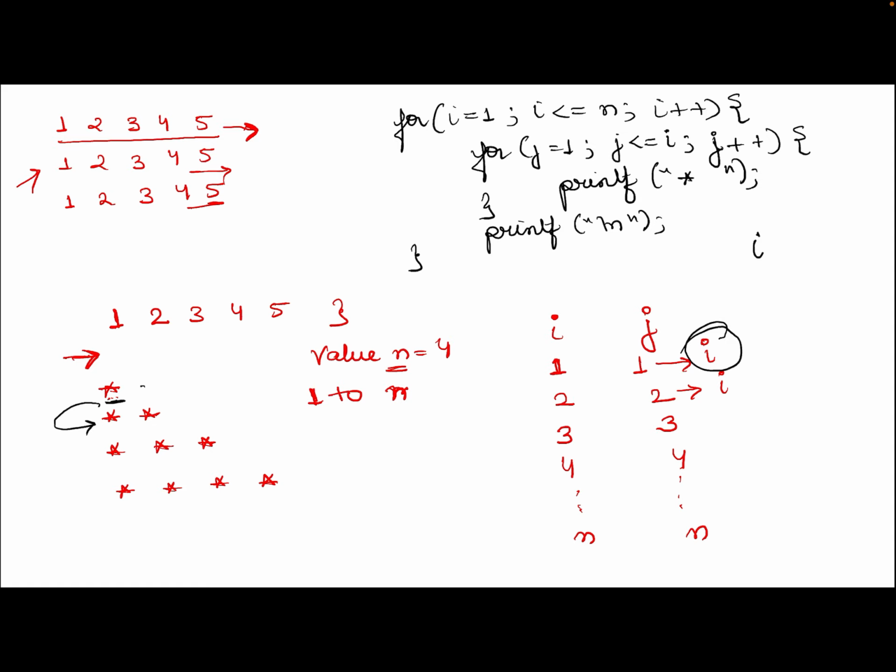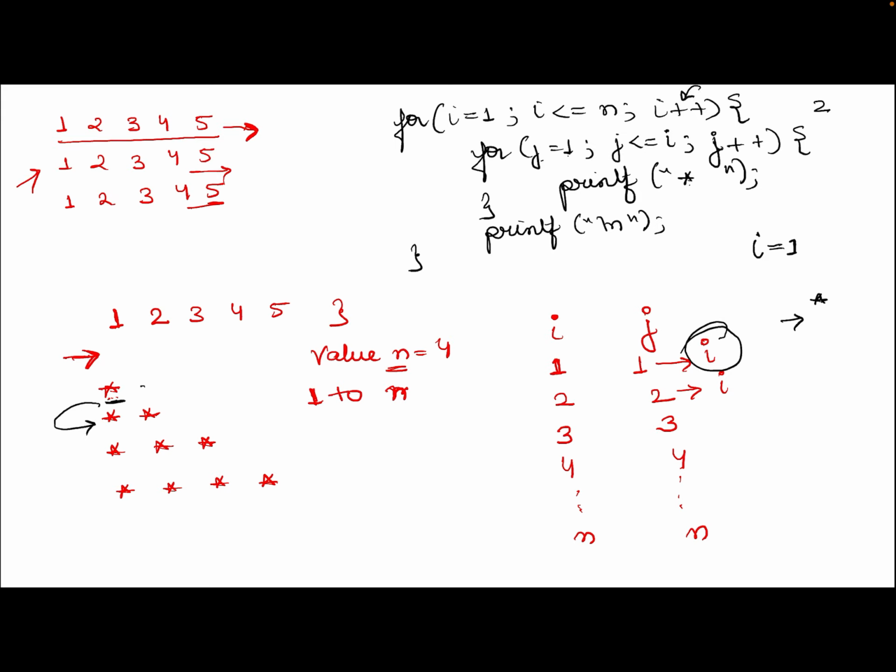So initially the value of i is 1. So j is 1, 1 less than or equal to 1, condition true, print star. Again j will be increased by 1. So j becomes 2, 2 is less than or equal to 1, false, it will print \n. Okay, so it will come here.